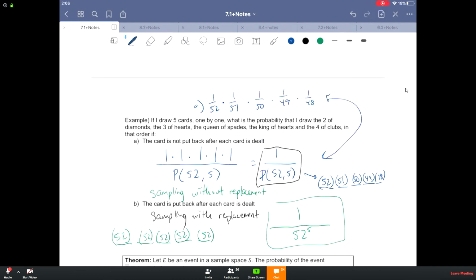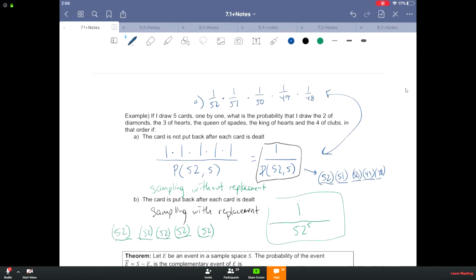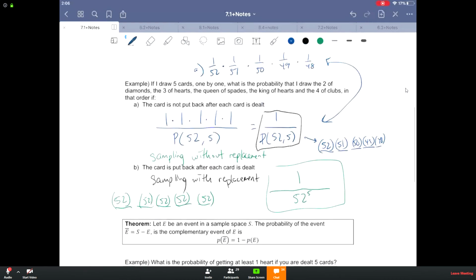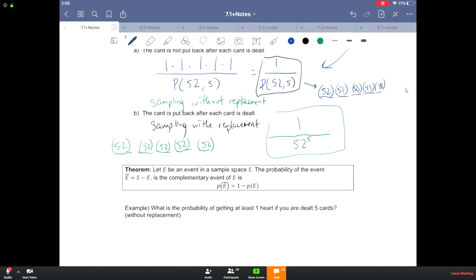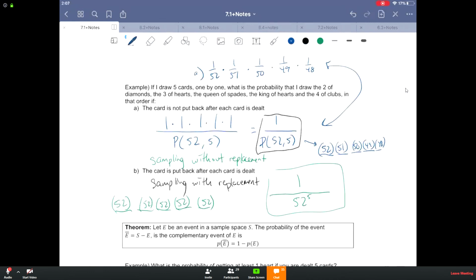So that's another way to think about it. For part B, it works the same, except it's always 1 out of 52 because you're putting that card back. Any questions on that one? Okay, so does the order matter? No, the order matters in both of these, because we want them in that order. So for both of these, the order does matter.